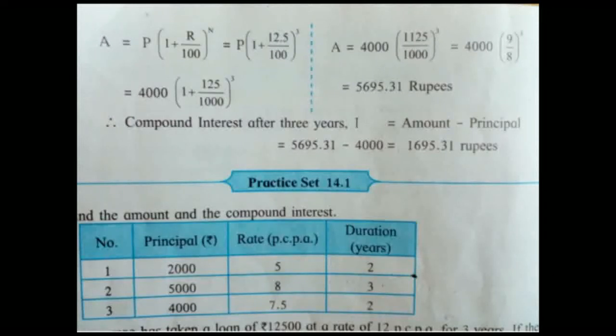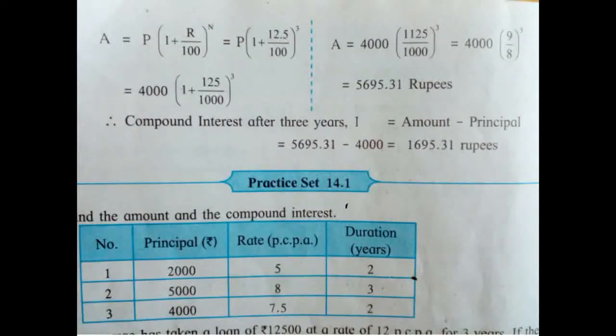Amount is equal to 4000 in bracket. Now you have to cross multiply. 1000 ones are 1000 plus 125 ones are 125. Denominator 1000 write as it is. On numerator, 1000 plus 125, you have to add. It becomes 1125. Denominator 1000 write as it is. So amount is equal to 4000 in bracket 1125 upon 1000 raised to 3.